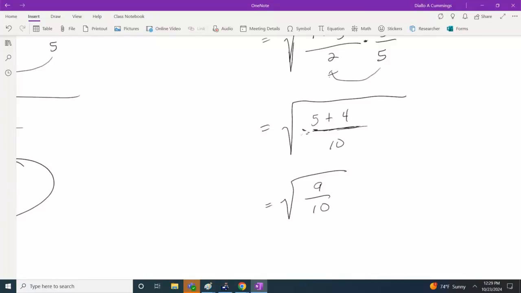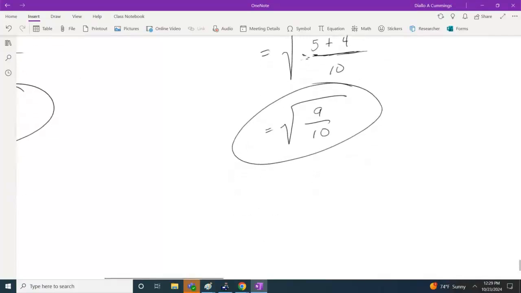That would be the final answer. You wouldn't do anything else. I'm going to put this in, I'm going to see. But I can simplify this the same way.